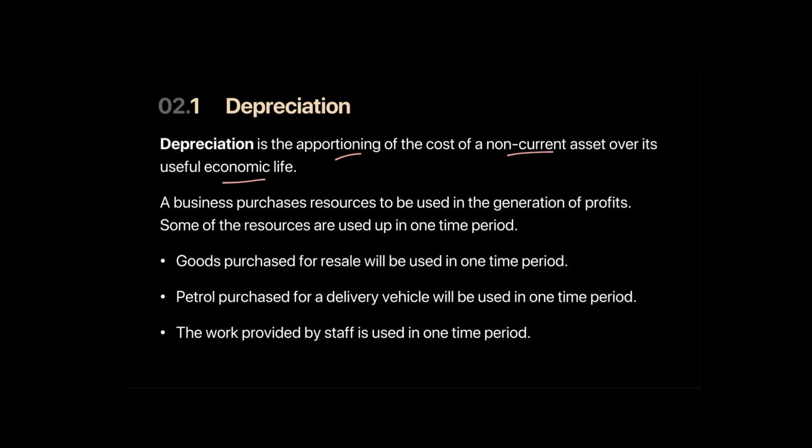All right, what are these two expenditures? I'm just going to briefly discuss it. So, what I can say is that a business does purchase resources for the generation of the process. Some of these resources are used up in one time period. For example, goods purchased for resale, petrol, work of staff. Now, all of these examples are again of expenditures that a firm is making.